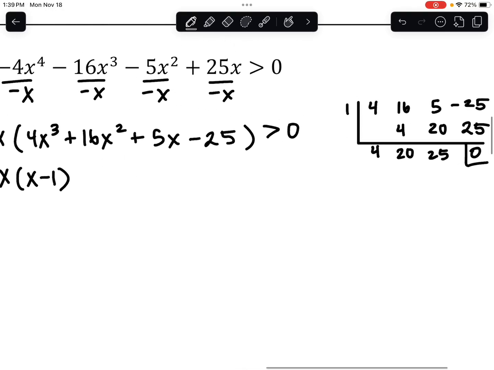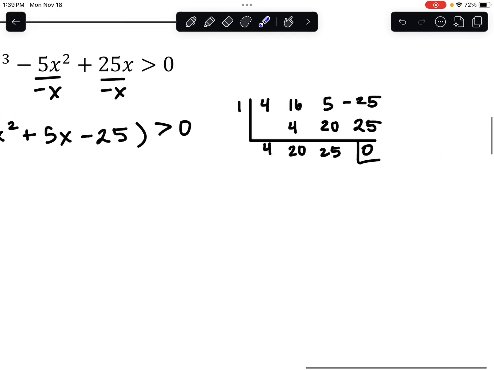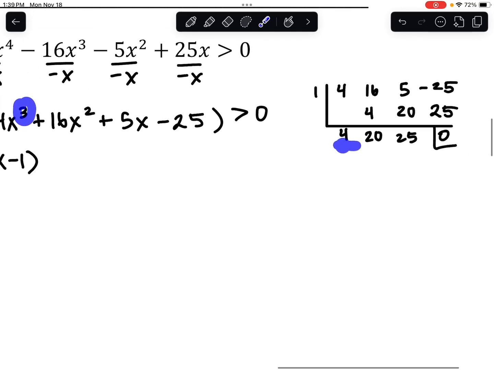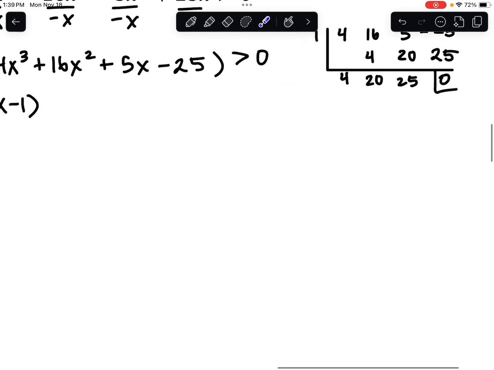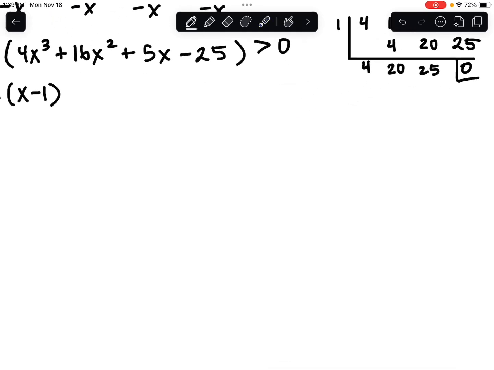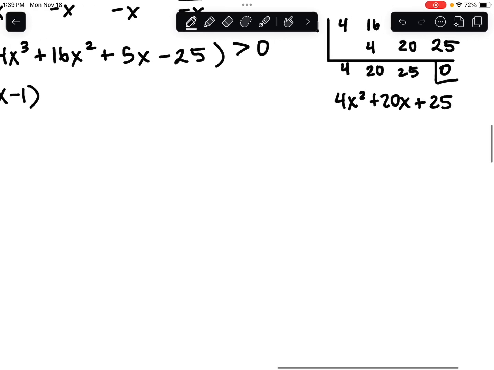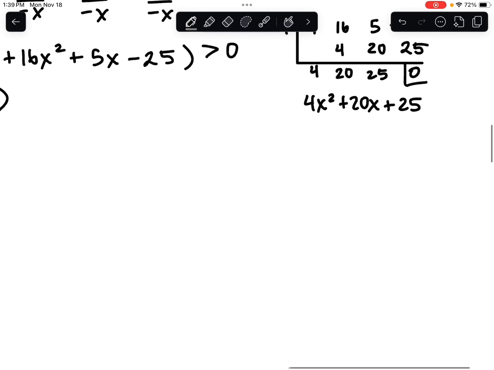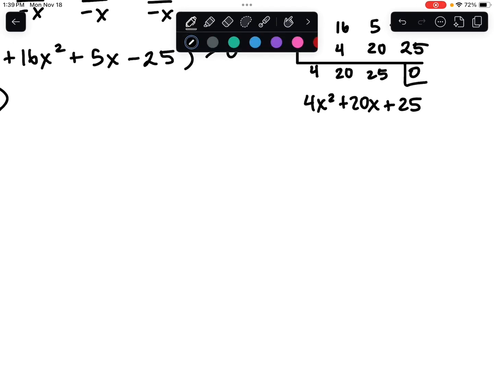And then remember, you always drop the degree by 1 when you're using this synthetic division. And so that means this is my 4x squared term. And so I have 4x squared plus 20x plus 25 as my remaining factor. And that's a perfect square trinomial.